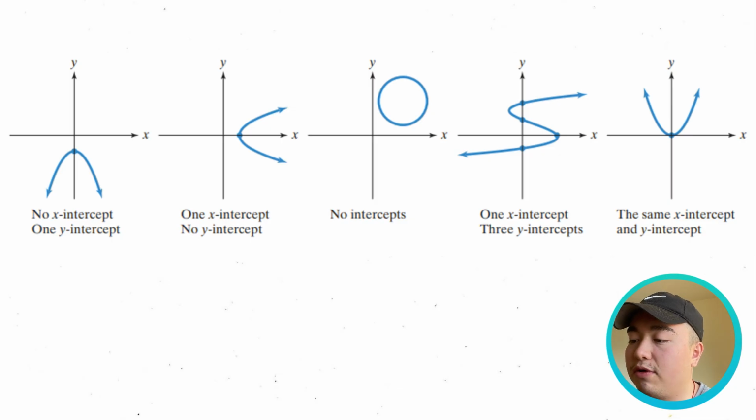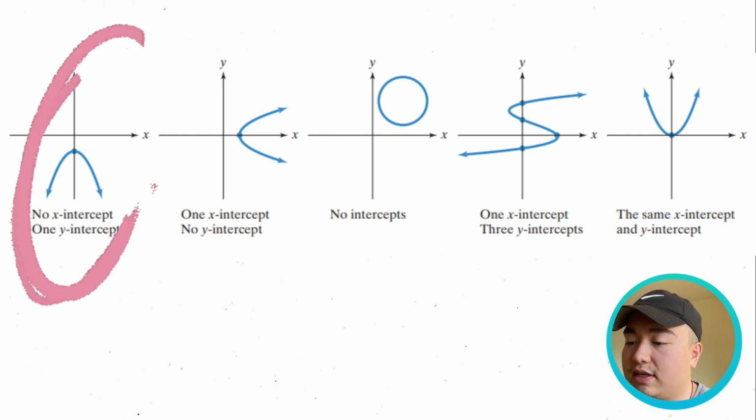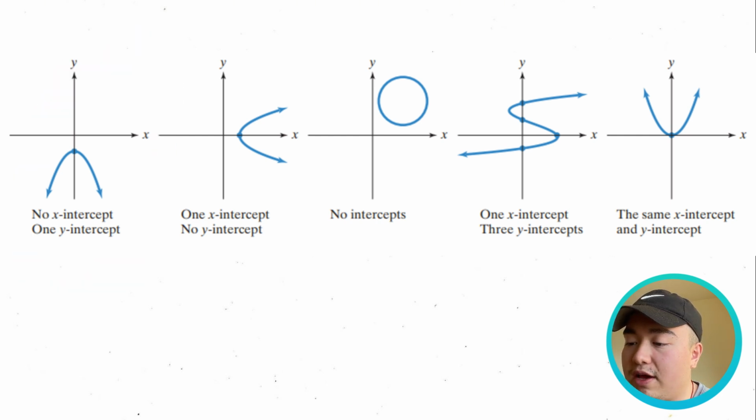And the x-coordinate corresponding to a y-intercept is always 0. So I have an example of different types of intercepts here. Looking at this first graph, we have a curve that intersects the y-axis, so there's only one y-intercept. It does not touch the x-axis, so there is no x-intercept. In the second one, we have a curve that touches the x-axis at one point, so we only have one x-intercept, but we do not have any y-intercept because it doesn't touch the y-axis.